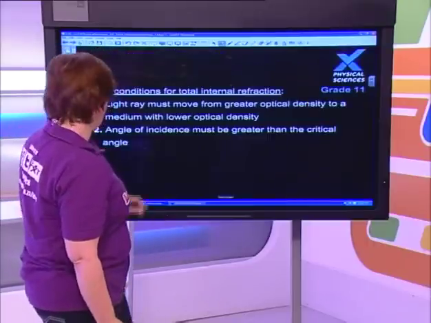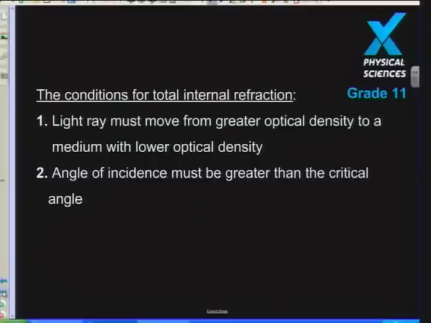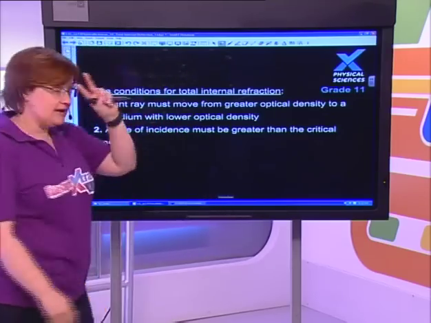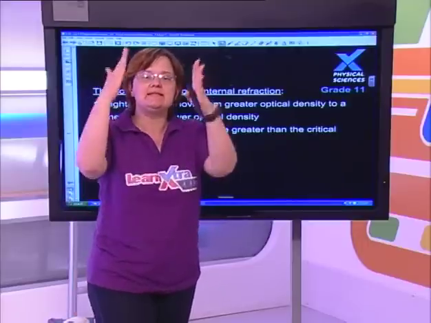And so, last thing, and then we'll go to a break. Two things need to happen. Number one, the light ray must go from a greater optical density to a lower optical density. Water to air, glass to air, something like that, okay? And number two, the angle of incidence must be greater than the critical angle, okay? And the critical angle is set.